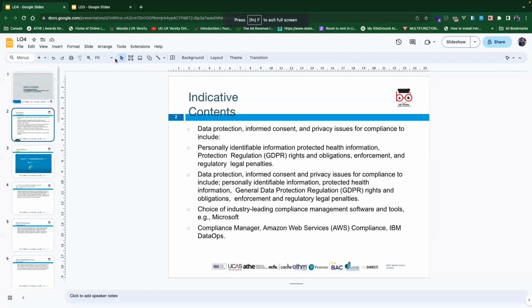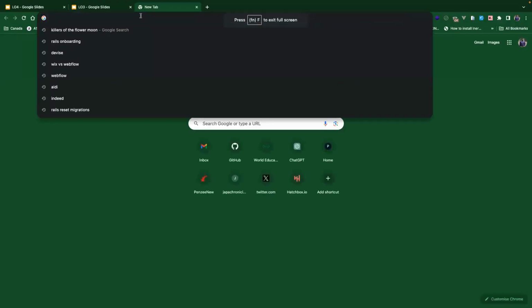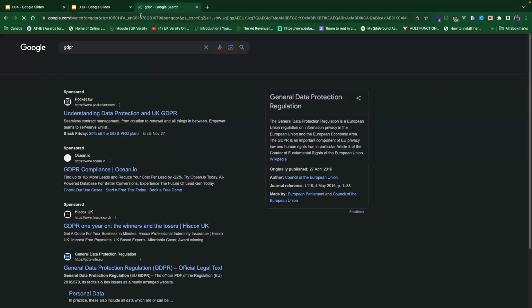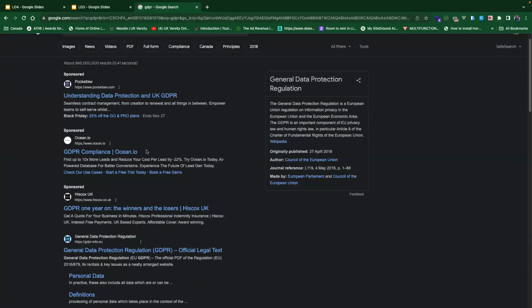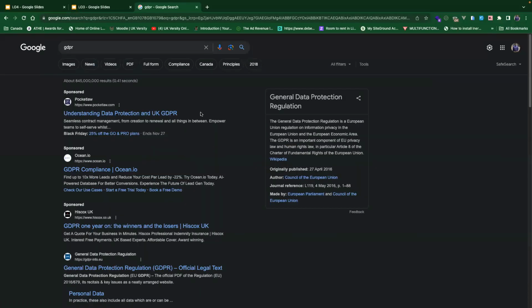So we can know more about GDPR by just Googling GDPR. We have different links that will give us more information about what GDPR is.